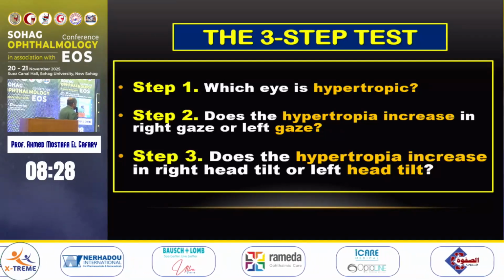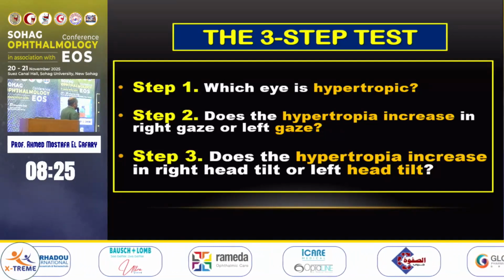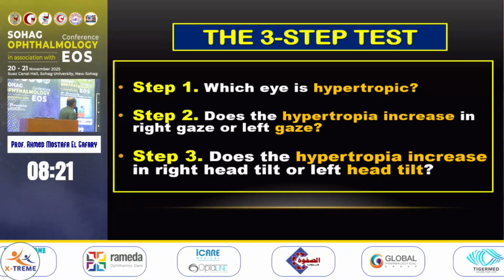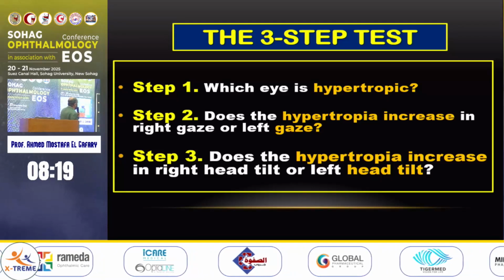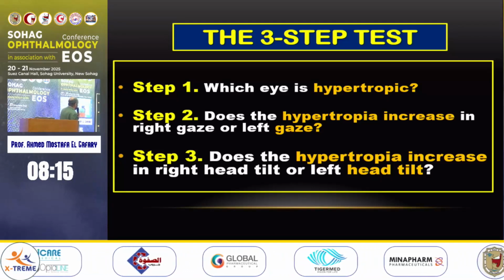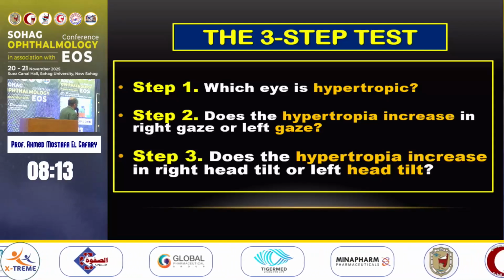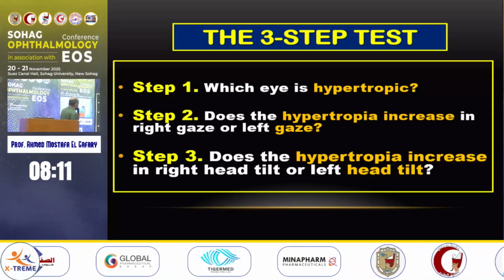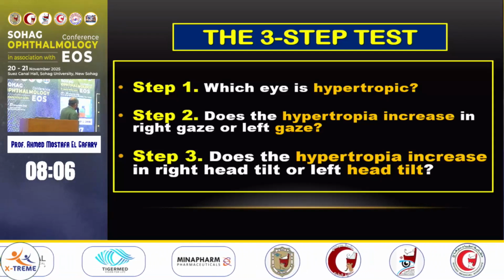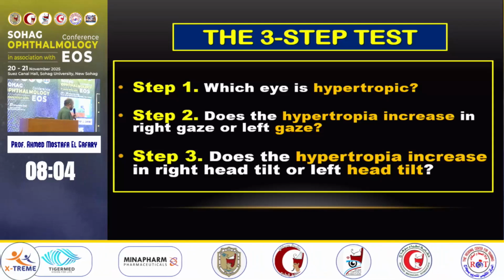The three-step test. There are three questions that must be asked in this test. The first question: which eye is hypertropic? The second: does hypertropia increase in right gaze or left gaze? The third: does hypertropia increase with right head tilting or left head tilting, to the right or left shoulder?